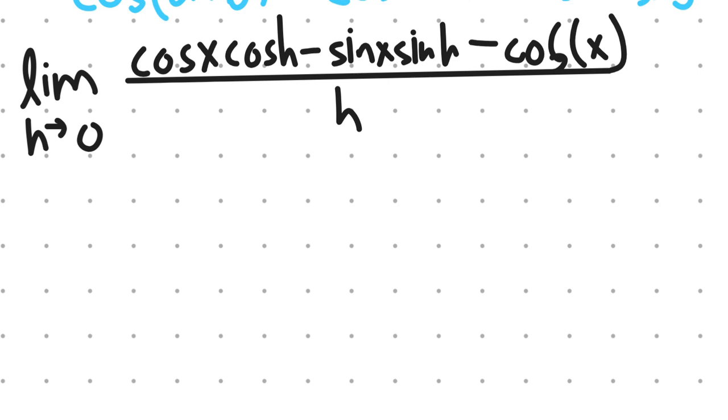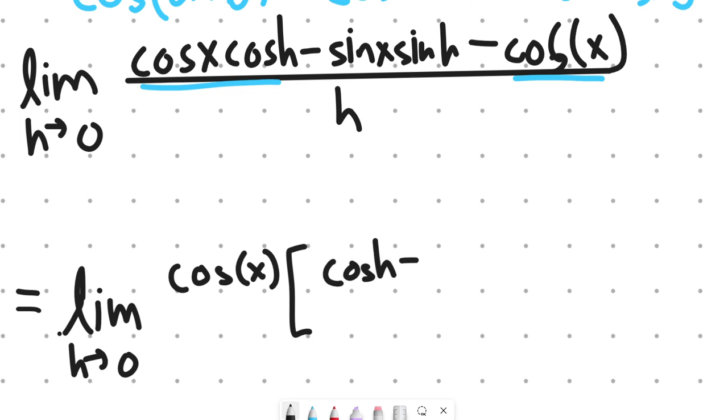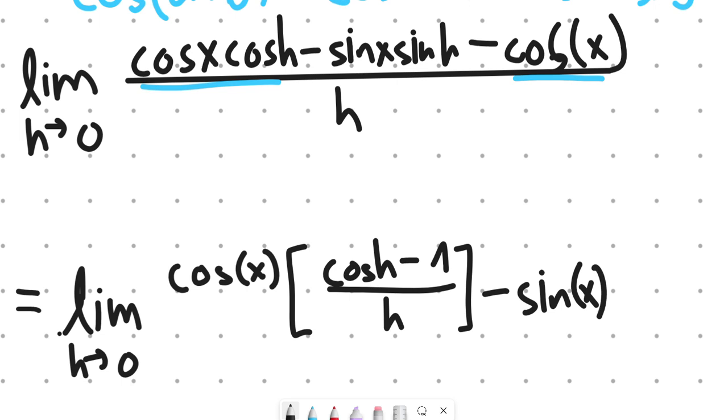Now we're going to find like terms. Cosine of x we find twice, and sine of x we only find once. So we're going to group cosine of x, cosine of h, and cosine of x all together so that we can factor the cosine of x out of it. So we will have the limit as h approaches 0 of cosine of x times cosine of h minus 1 over h, and then minus sine of x, factoring sine of x out, times sine of h over h.